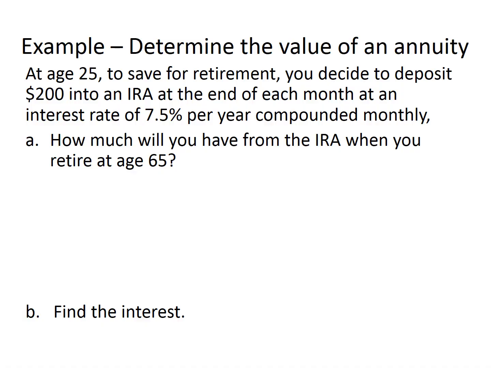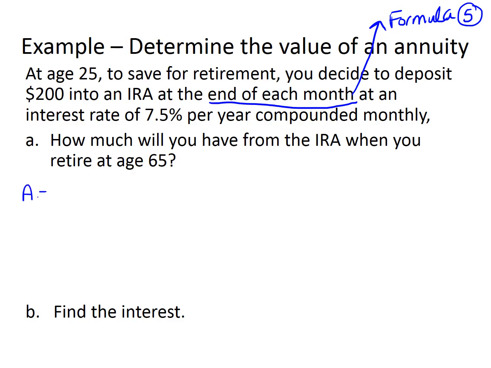Determine the value of annuity. At age 25, to save for retirement, you decide to deposit $200 into an IRA at the end of each month. "At the end of each month" automatically tells you Formula 5, because it's an annuity with deposits every month. Otherwise, it's worded very similarly to the problems from the last section. At an interest rate of 7.5% per year compounded monthly, how much will you have from the IRA when you retire at the age of 65?